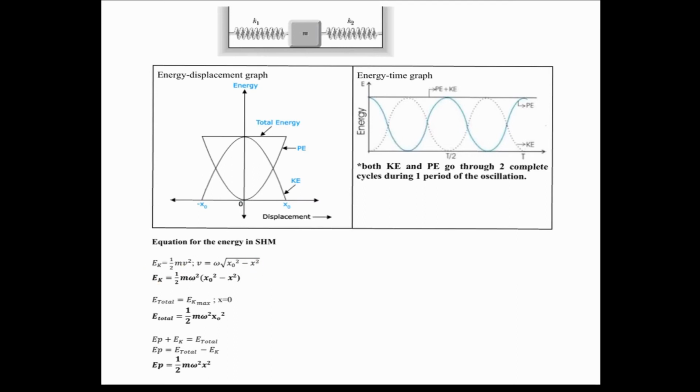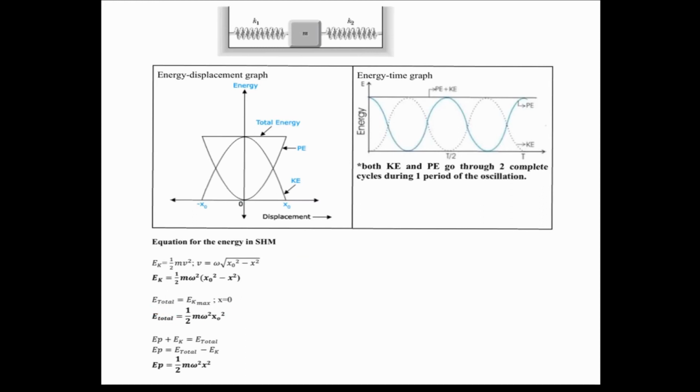Now to get the formula for total energy, do you realize that total energy is the same as your maximum KE, the same as your maximum PE, right? So if I want to find my total energy, I just have to find my maximum KE. From this equation, at which position is your KE maximum? When x is 0. So when x is 0, you substitute x as 0 here, this one disappears, and you get half m omega squared x0 squared. So this is maximum KE, which is the same as maximum PE, which is the same as total energy.